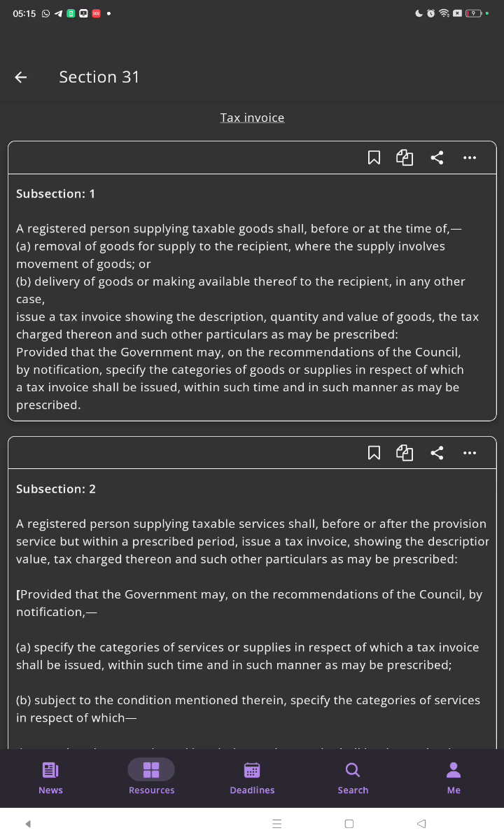A registered person supplying taxable goods shall, before or at the time of removal of the goods for supply to the recipients, where the supply involves movement of goods, or in any other case, at the time of delivery of goods or making available thereof to the recipients, issue a tax invoice showing the description, quantity, and value of the goods, the tax charged thereon, and such other particulars as may be prescribed, provided that the government may, on the recommendation of the Council, by notification, specify the categories of goods or services in respect of which the tax invoice shall be issued within such time and in such manner as may be prescribed.